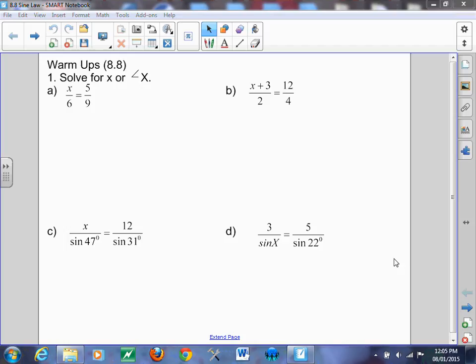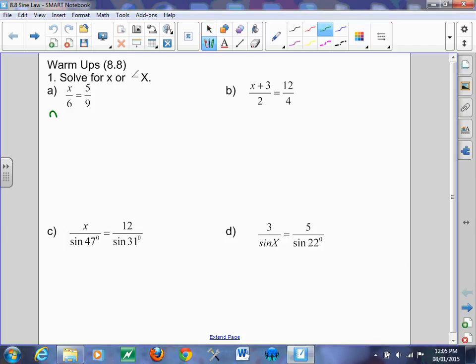Okay, so we'll be comparing side lengths with their opposite angles, and we're going to be equaling them to another side length. So similar to what we did in similar triangles in terms of proportional ratios and cross multiplying, but a little different in how we set it up. So let's just try our warm-ups from what we know.